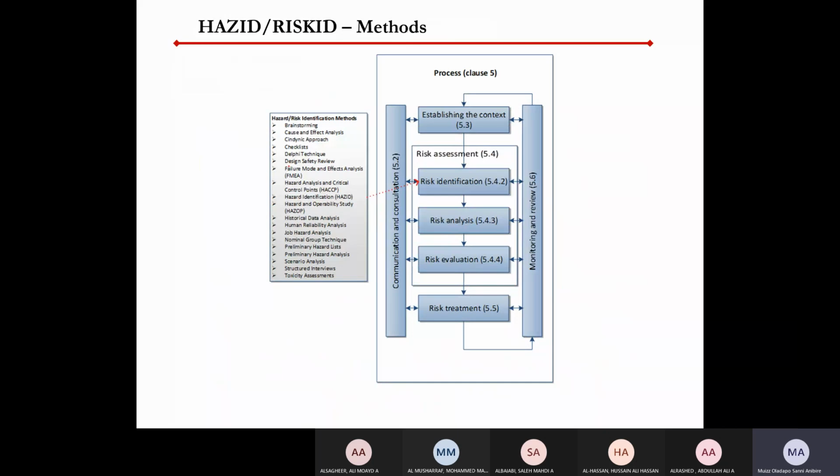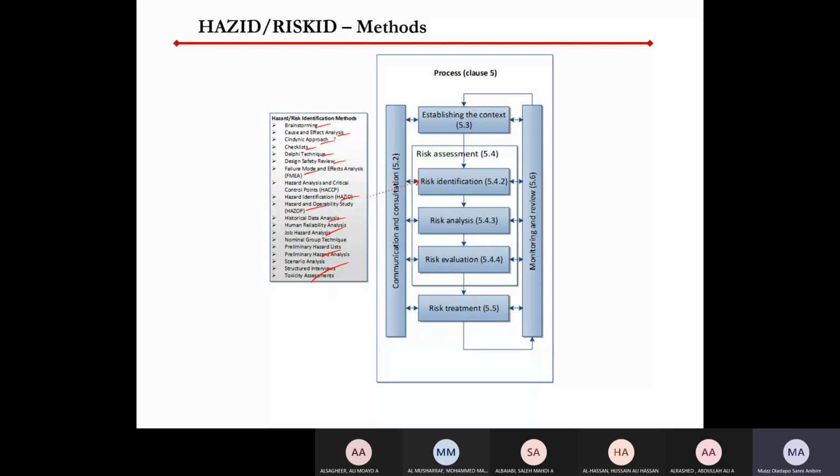Now, in hazard identification, there are various tools that could be used. You can see there's a huge list here, from brainstorming to cause and effect analysis, checklist, Delphi technique, design safety review, FMEA, historical data analysis, job hazard analysis, preliminary hazard analysis, structured interviews, toxicity assessment. So there are various techniques to identify hazards in the workplace. All these are examples of techniques that could be used.